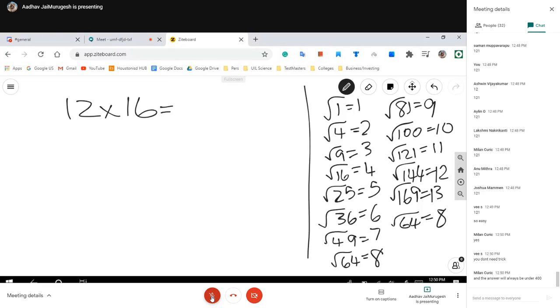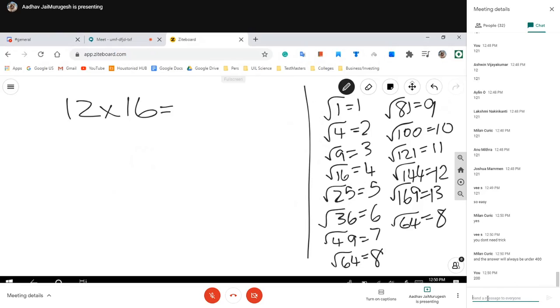I'm going to give you guys a little bit more time, around 2 minutes to work this out by yourself. I'm going to wait for 5 to 10 people to put their answers in the chat.